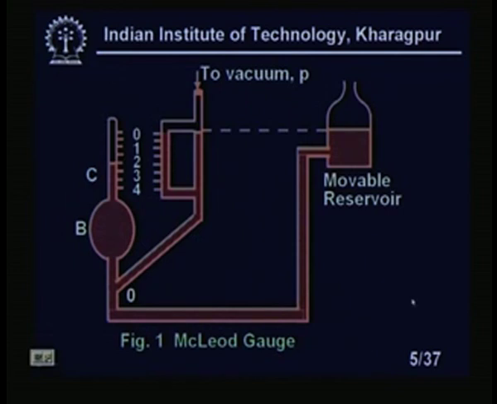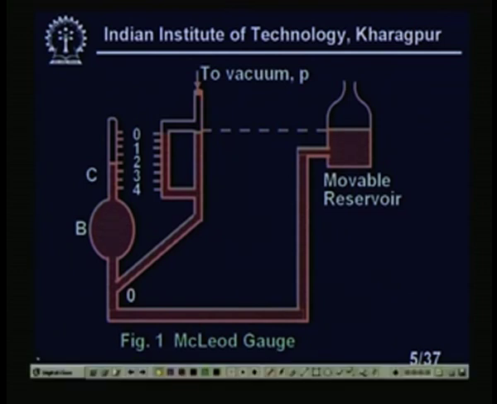This is the schematic of the McLeod gauge. Look at it very carefully. Here we have a movable reservoir.